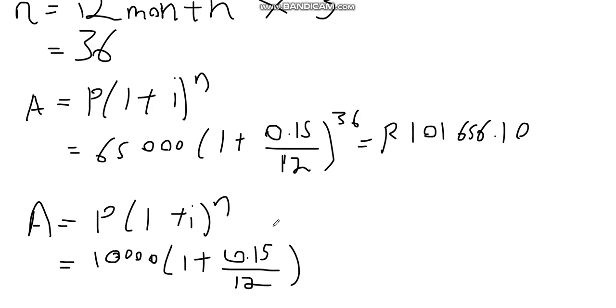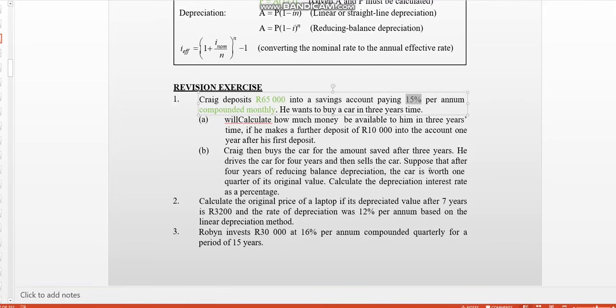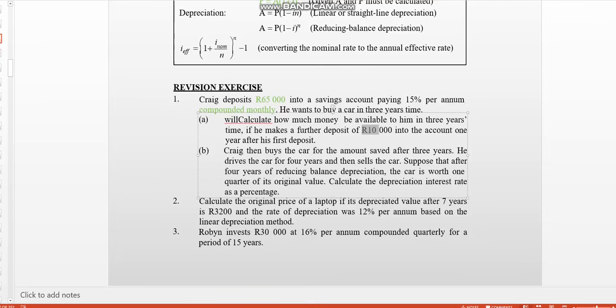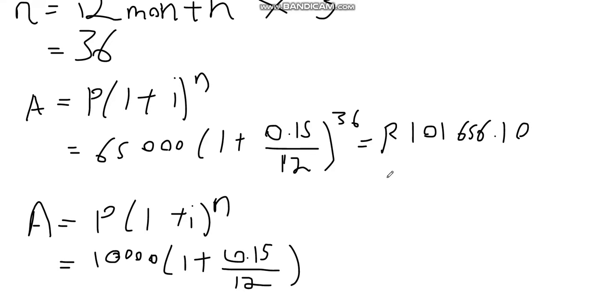The duration here, guys, is because we have n. When we read here, they said if he makes a further deposit of 10,000 into the account 1 year after his first deposit, it means after 1 year he made a deposit of 10,000. Now the question is, how long did the 10,000 stay in his account? If the entire duration was 3 years and this deposit was made 1 year after, it means the 10,000 only stayed for 2 years. Let me explain how I got to 2 years.